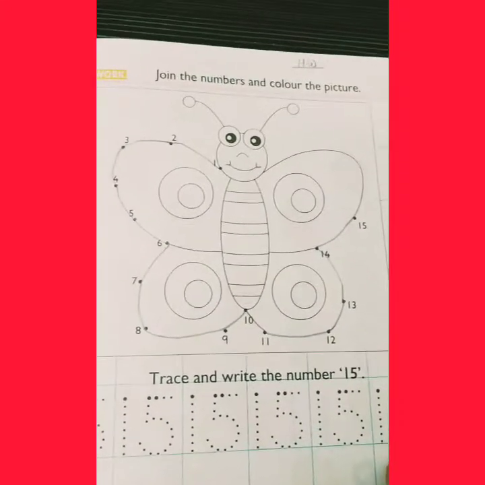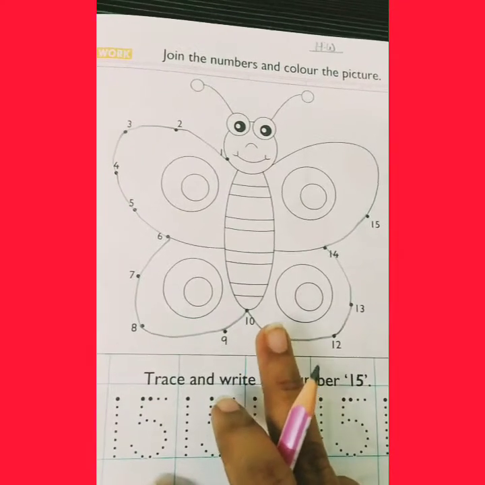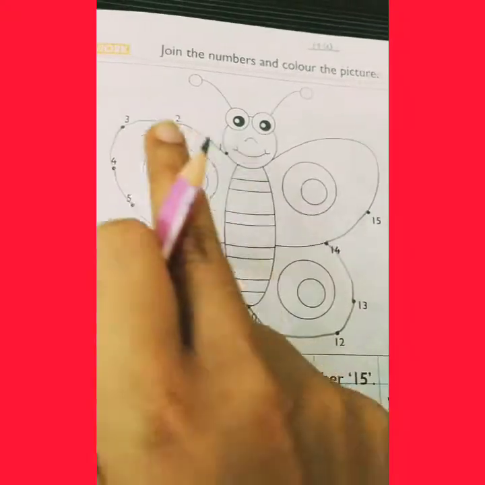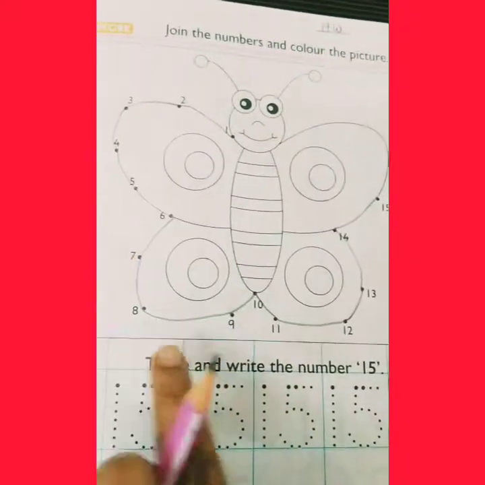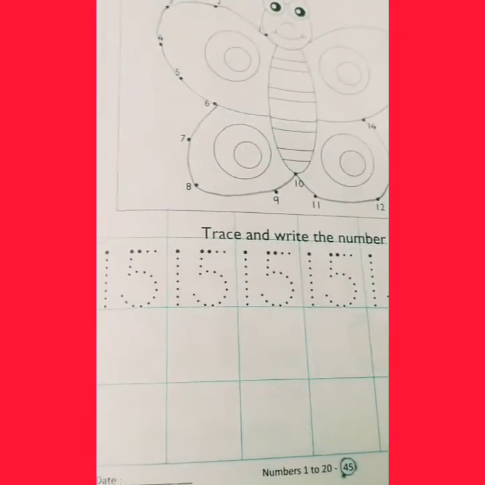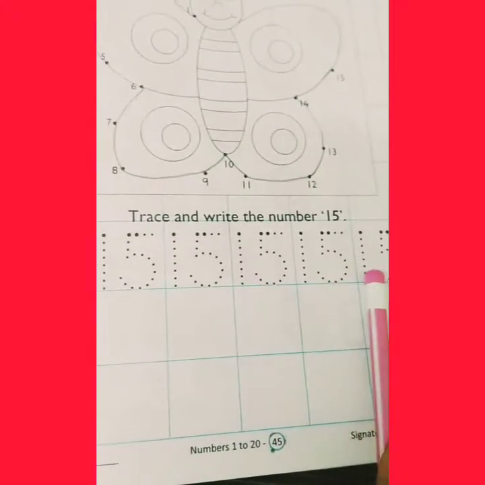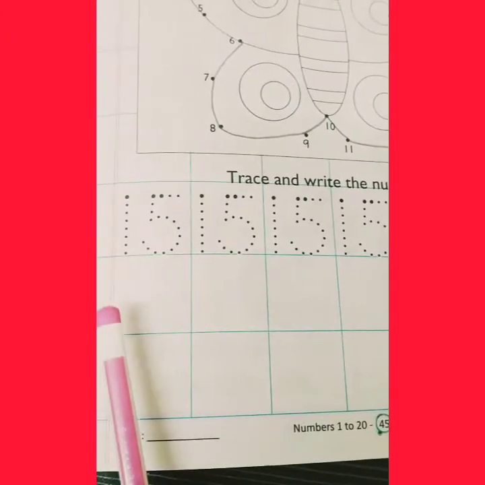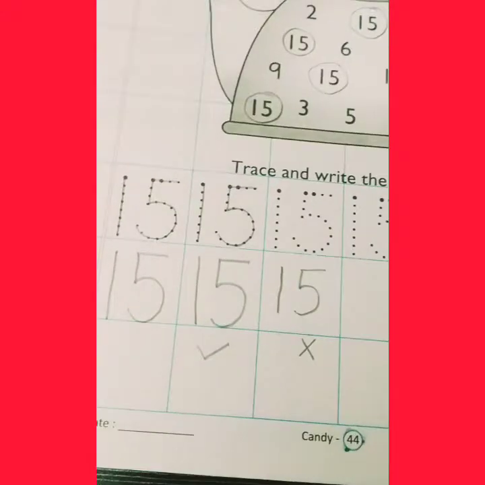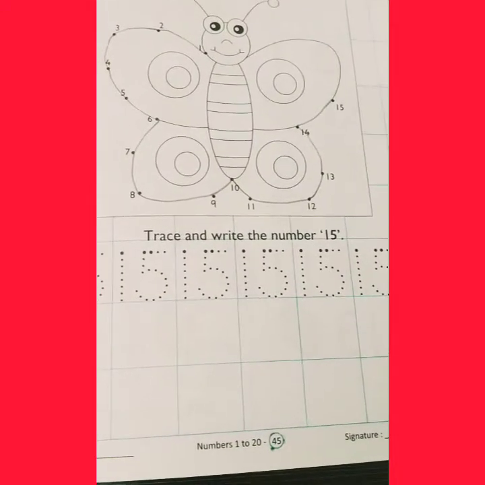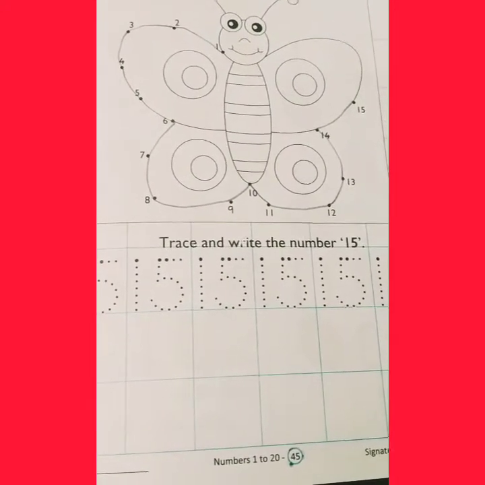Kids, what is this? This is a butterfly. You have to complete this picture by joining the dots and color this picture. Now see downside. This is your tracing line. You have to do this tracing line same as CW. Then downside you have to make number 15, 1, 5, 15, same like this. You have to complete both pages and send me the pics.